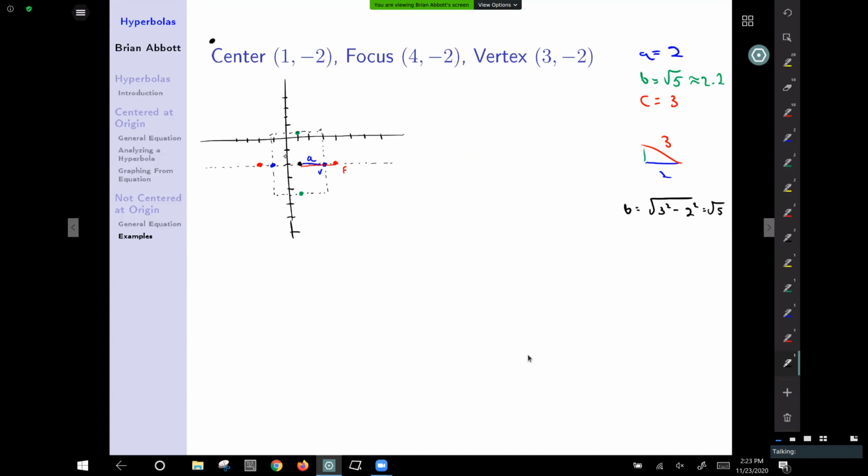So we've got our transverse axis, and while we're at it, why don't we just identify that? The y value is always fixed, and I'm sorry I keep tapping that, that's annoying. y is equal to -2. Okay, so we just identified something we needed to know.